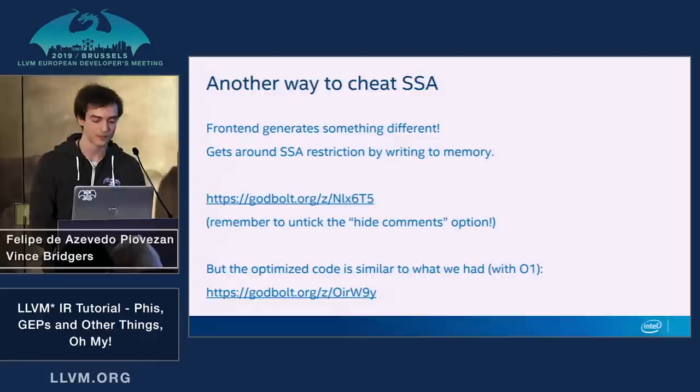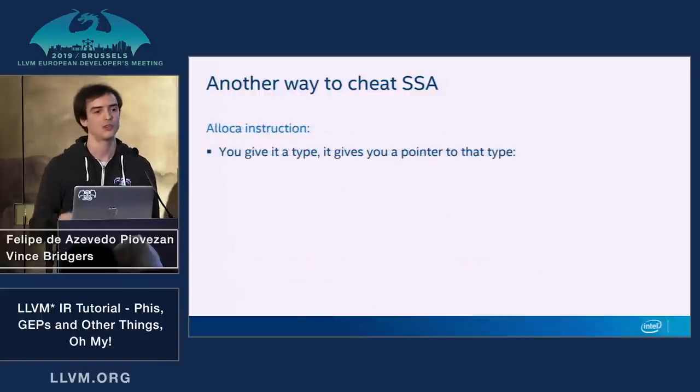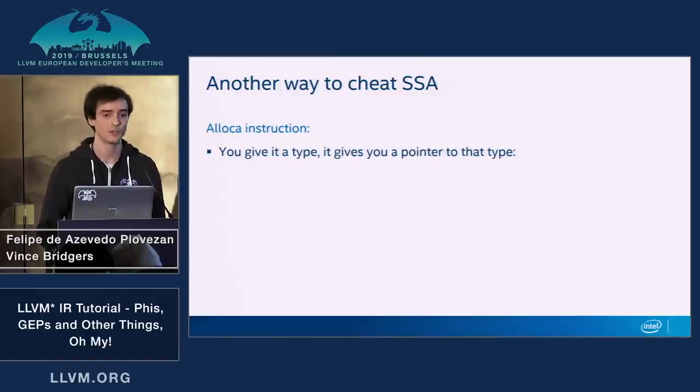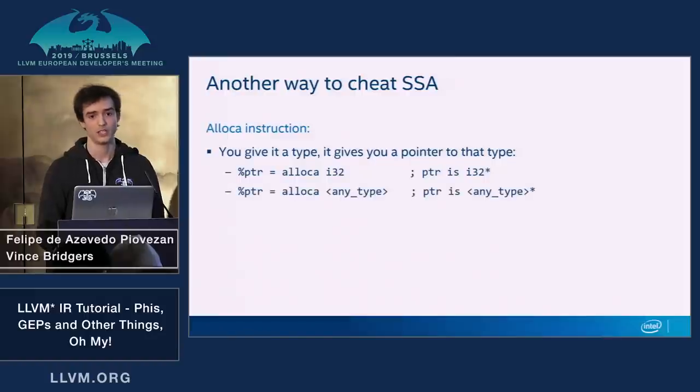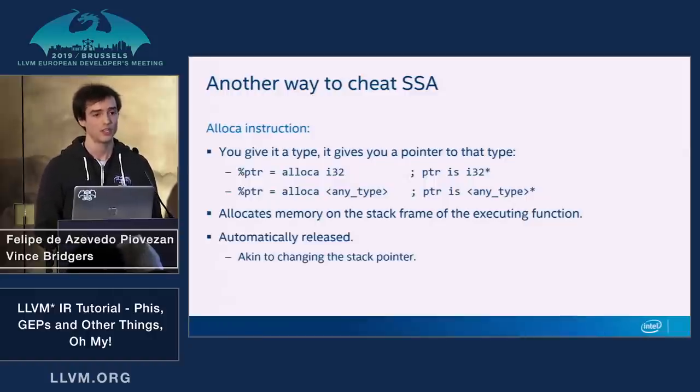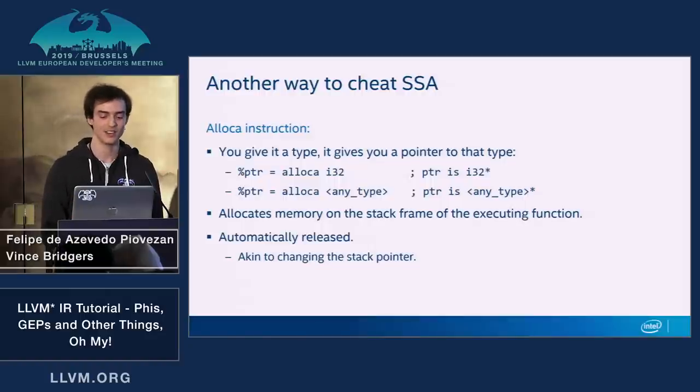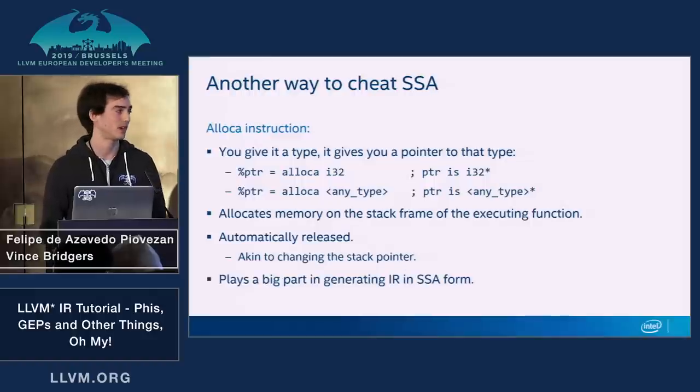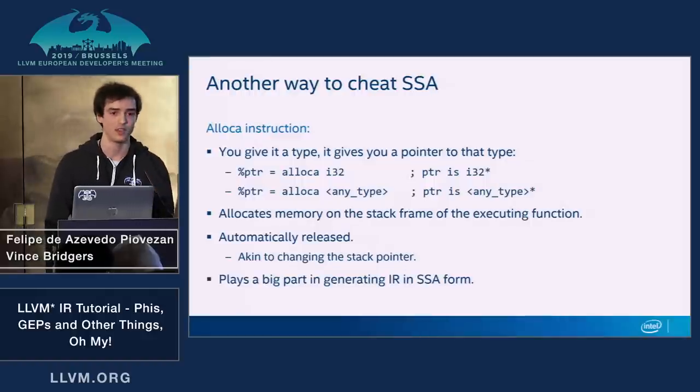What is being generated? Well, we're using this allocate instruction, which essentially is a form of memory allocation where you give it a type and it will return you a pointer to that type. So you say alloc i32, you get a pointer to an i32. You say alloc any type, you get a pointer of that type. This is essentially allocating memory in the stack frame of the currently executing function, and it will be automatically released once you return. So that's one of the reasons you would never return a pointer returned by an allocate instruction. And as we saw, this really plays a big part in generating IR in this SSA form. It makes it a lot easier for the front end to do so.